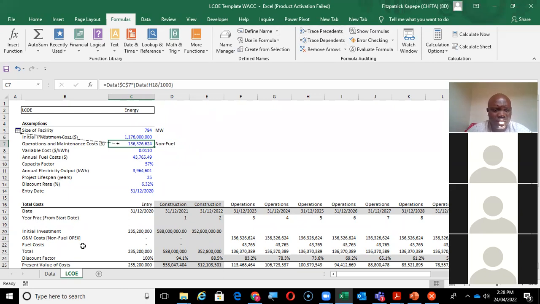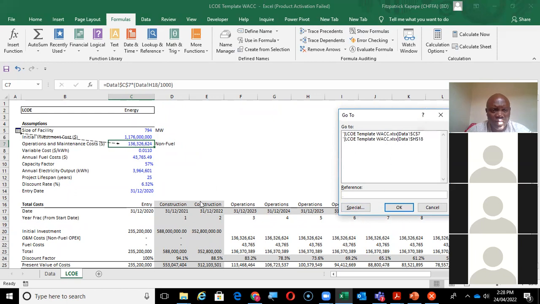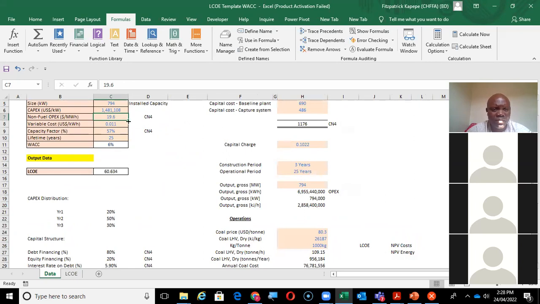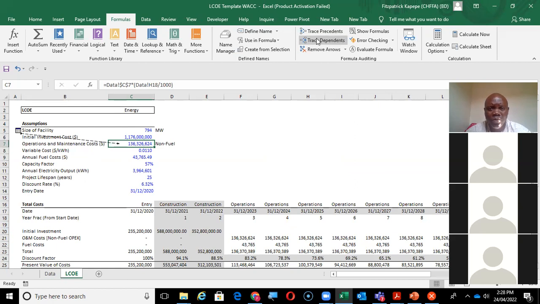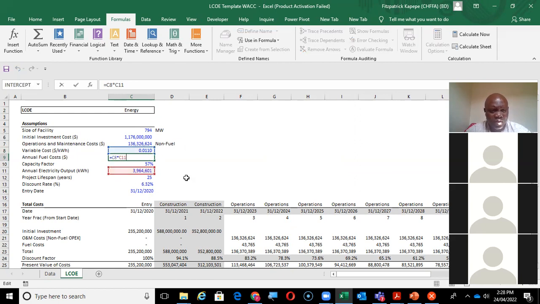It's coming from here. From 7 and 18. Because you are looking at the gross, not net, which drives your capex, your opex, sorry, non-fuel. Then the variable cost, I explained how it was computed. Then you get your annual fuel cost, which is basically your variable cost times your annual electricity output.